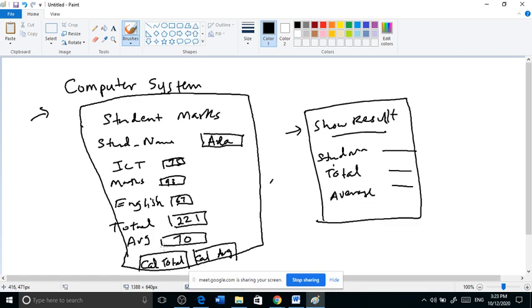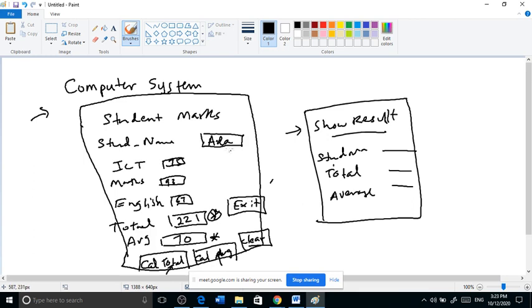So what will happen when you click on the total? When you click on the total button, with the help of the mouse pointer, it will calculate the total and display the total here. Then when you click on calculate average, what will happen? It will display the average. You are having another button, clear. When you click on clear, all these things will be cleared. And when you click on exit, what will happen? It will exit.